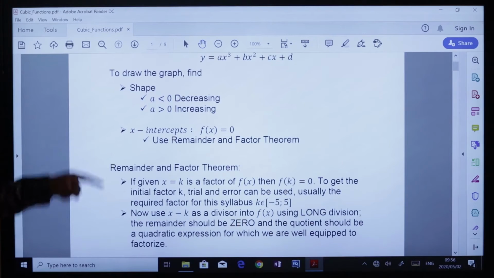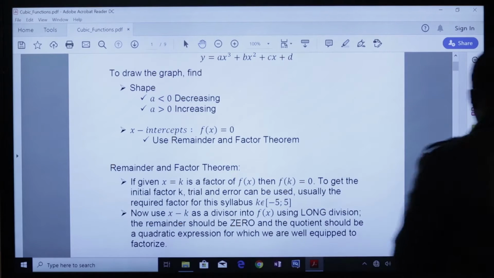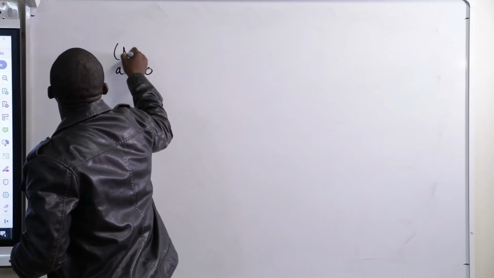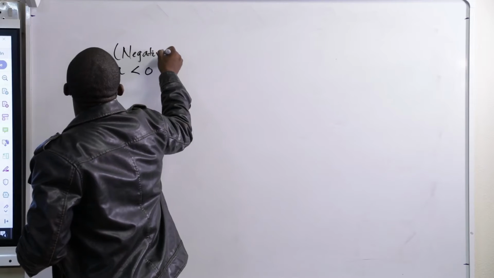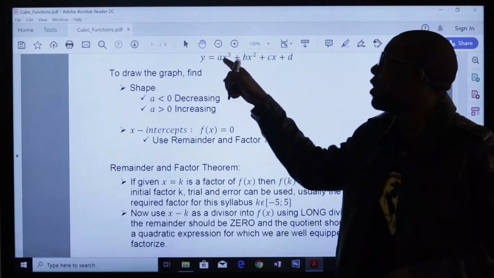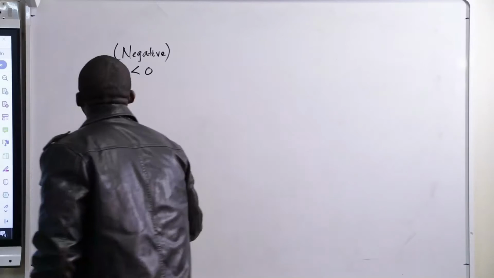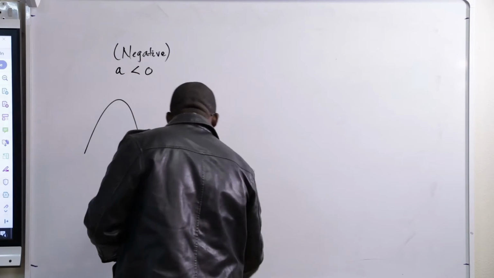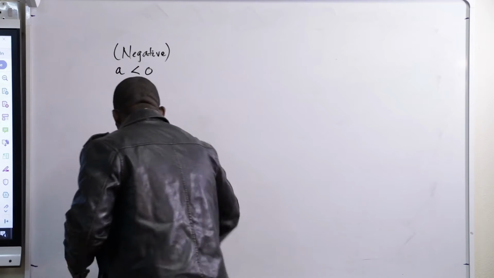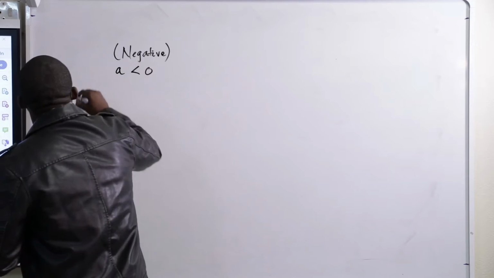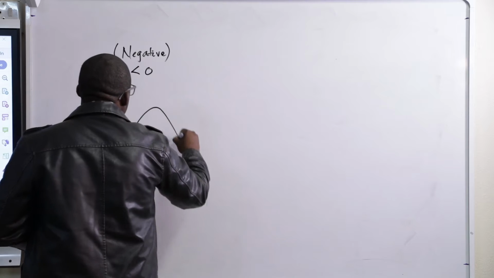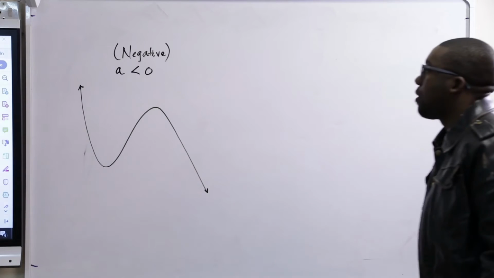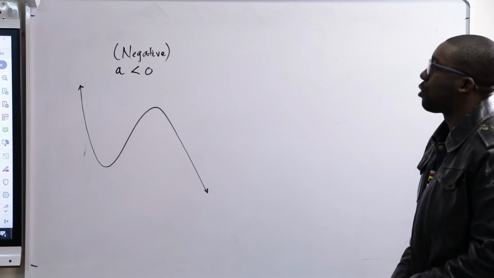The shape. If we're talking about the shape and a is less than 0, I'm saying a is negative, so the coefficient of x cubed is negative, then the shape of the function is like this, decreasing. It starts from the top left, turns at a minimum, turns at a maximum, and continues. If a were negative, this is how the shape would look.